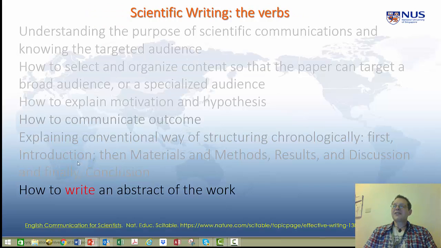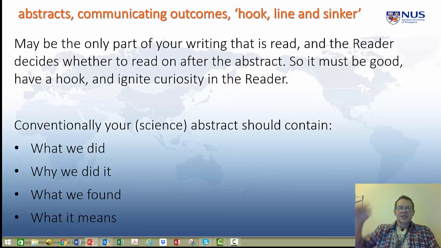We haven't got many verbs left. How to write an abstract of the work. As you'll see, we'll also be looking at some of the previous things we've thought about as well. Okay, so let's start where we left off, I suppose.